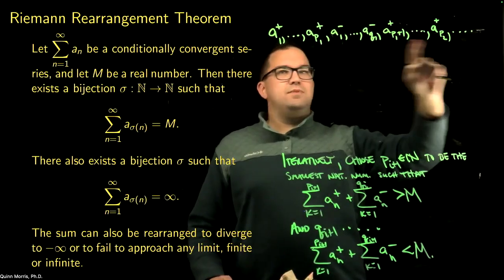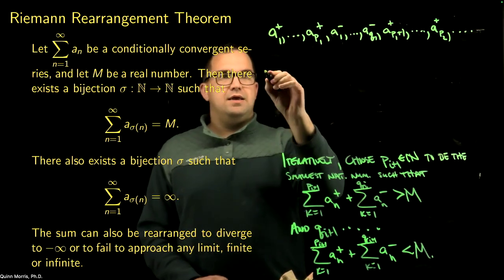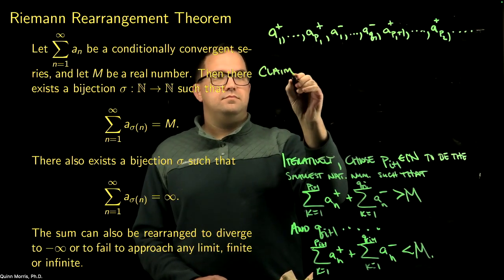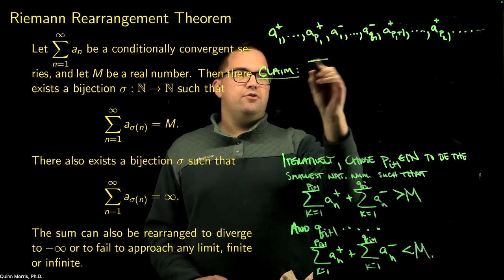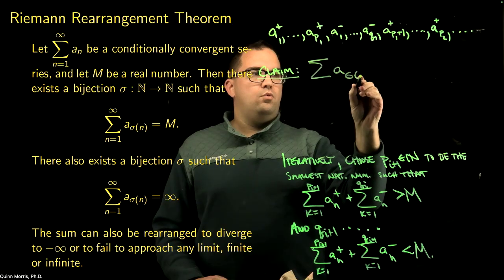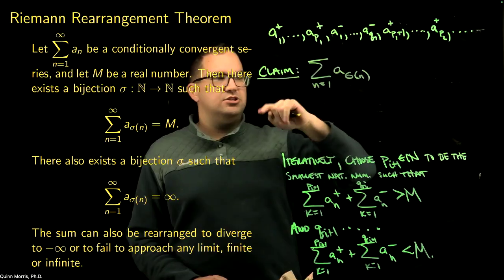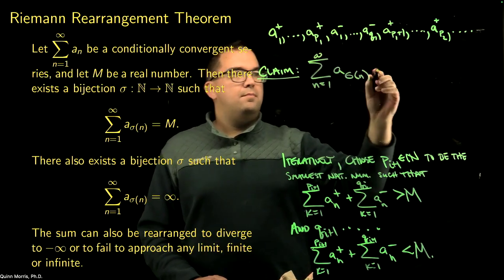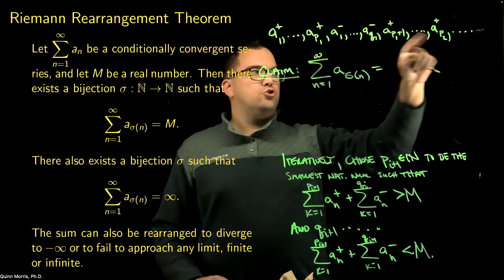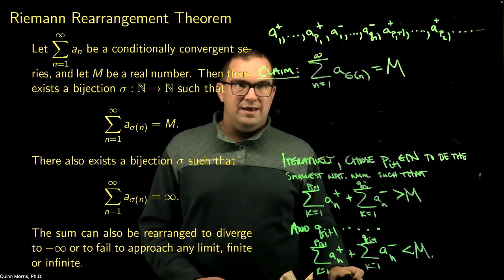But notice this gives me a rearrangement of the terms in my series. And so my claim then is that this rearrangement, so I'm not going to formally define what sigma is, like writing down exactly what this bijection is would be a little difficult. But my claim is that by rearranging the terms in this way, this converges to M.